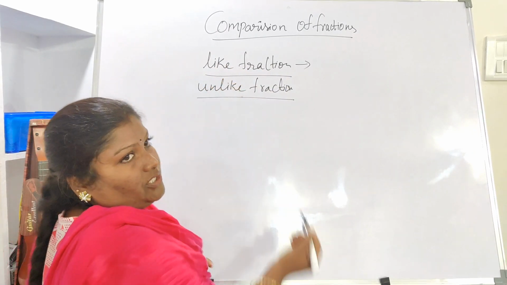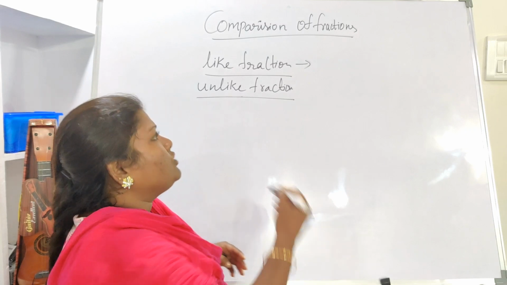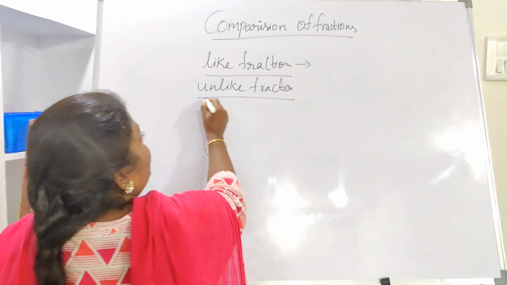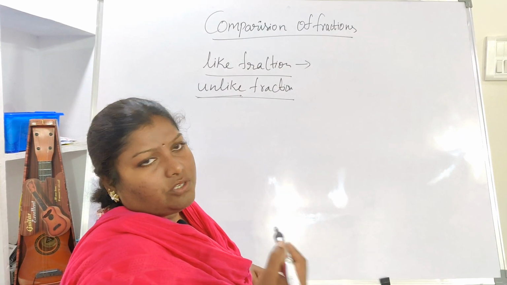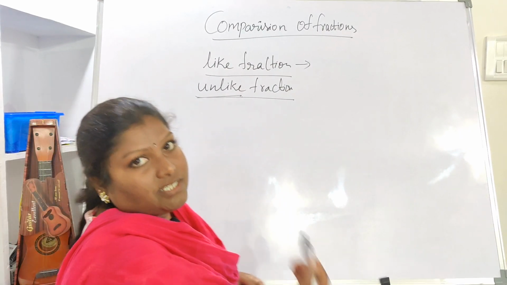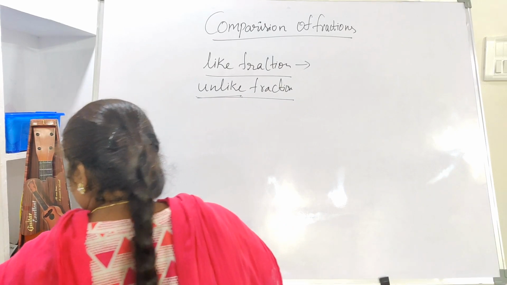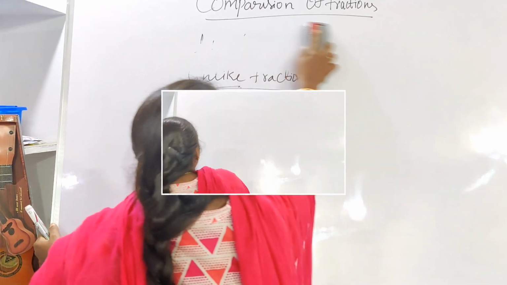Now in the like fraction, denominators will be similar, so it is easier to compare. But whereas in unlike fraction, you have a process. After doing that process, you can find out which fraction is greater. So let me start with the like fraction.